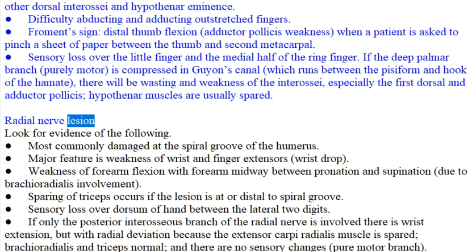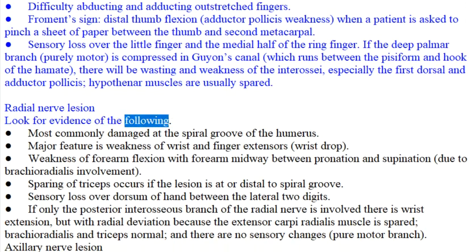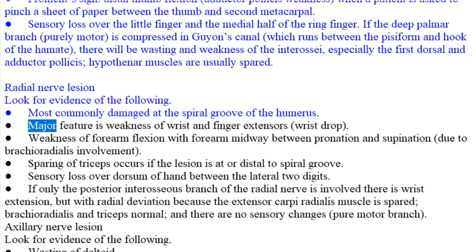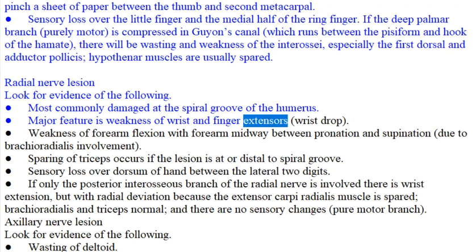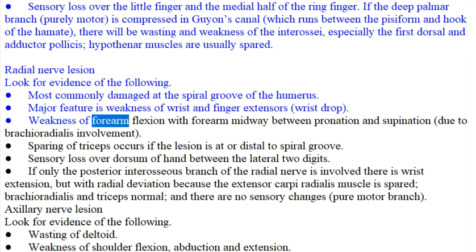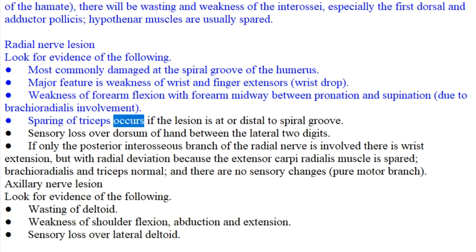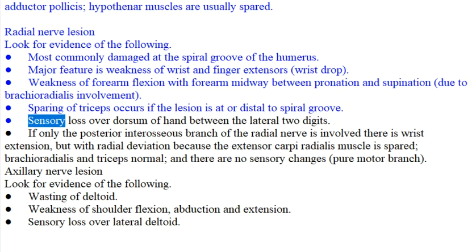Radial nerve lesion. Look for evidence of the following. Most commonly damaged at the spiral groove of the humerus. Major feature is weakness of wrist and finger extensors, wrist drop. Weakness of forearm flexion with forearm midway between pronation and supination, due to brachioradialis involvement. Sparing of triceps occurs if the lesion is at or distal to the spiral groove. Sensory loss over dorsum of hand between the lateral two digits.